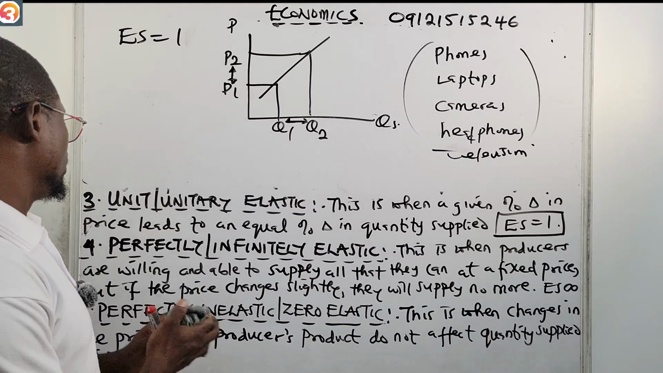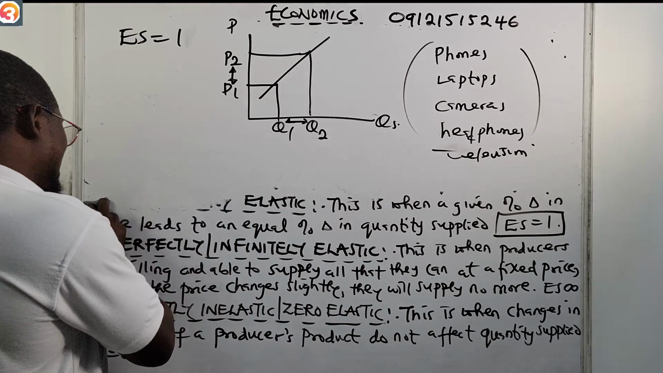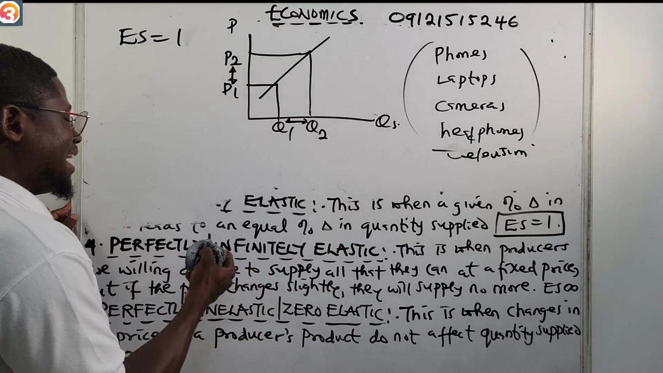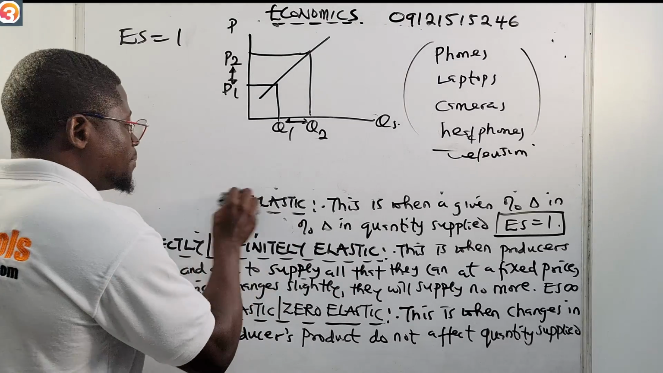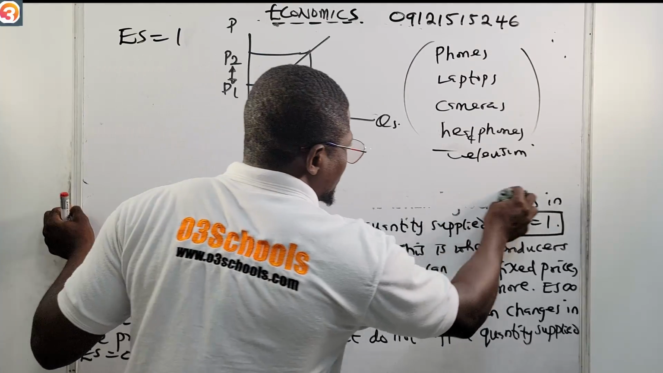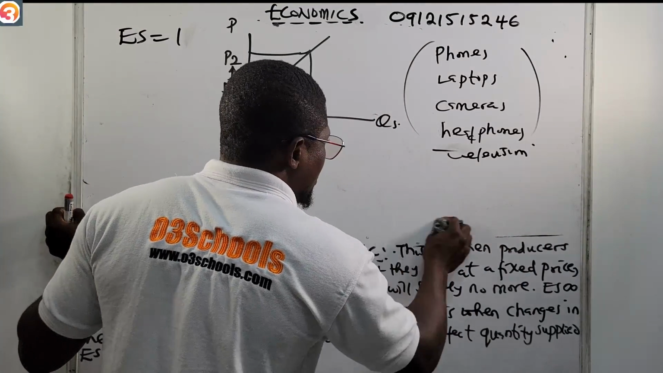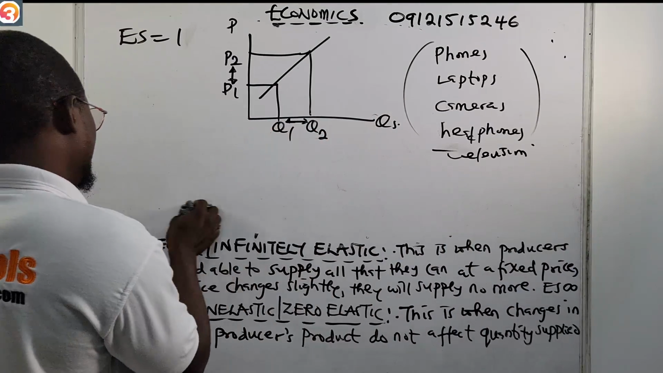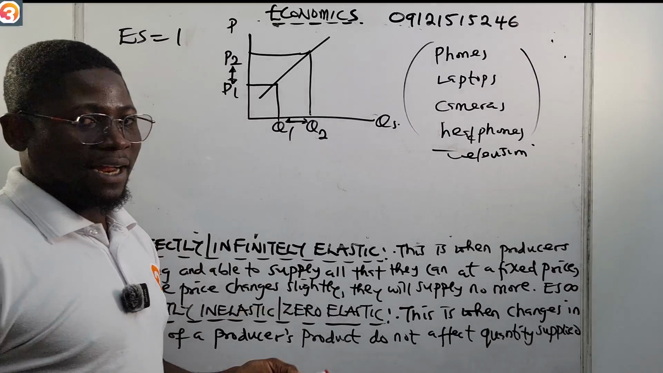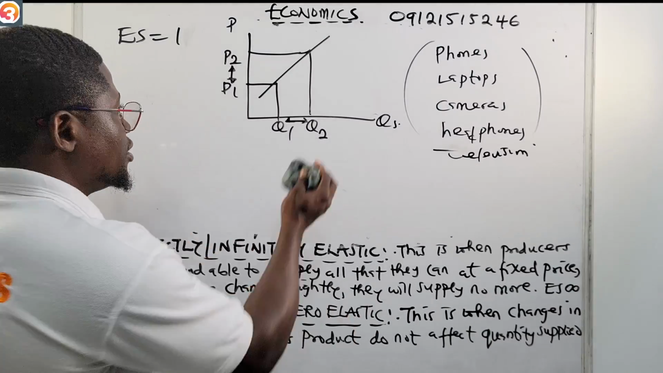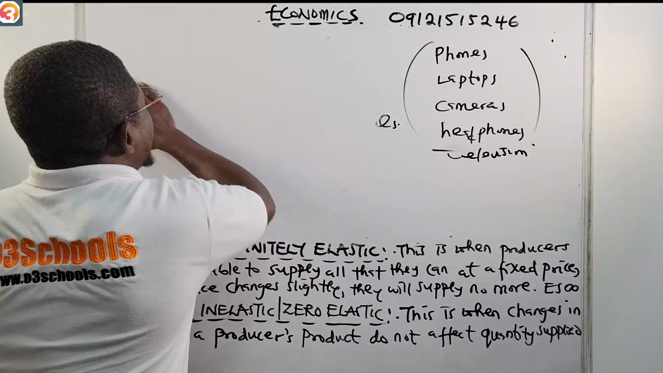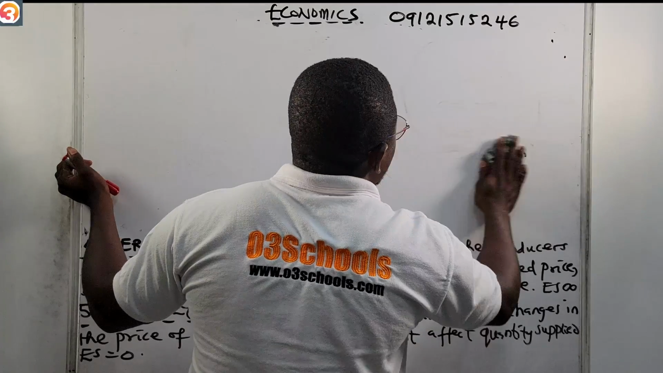So now let us go to the fourth one, which is perfectly or infinitely elastic supply. For this perfectly or infinitely elastic supply, examples of commodities that fall into this are actually unrealistic, but let's look at it first before we talk about that.